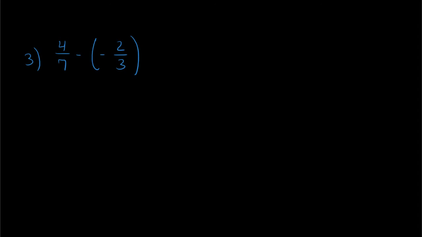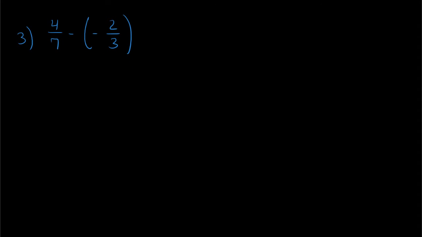Okay, looking at our third problem, we have 4/7 minus -2/3. So the first thing we need to do is get the same bottom number. And you might think to yourself, well, there's no way I can multiply 3 to get to 7. And that's right, but there is a trick we can use to get the same bottom number still. So what I'm going to do is just bring down my problem. 4/7 minus -2/3.